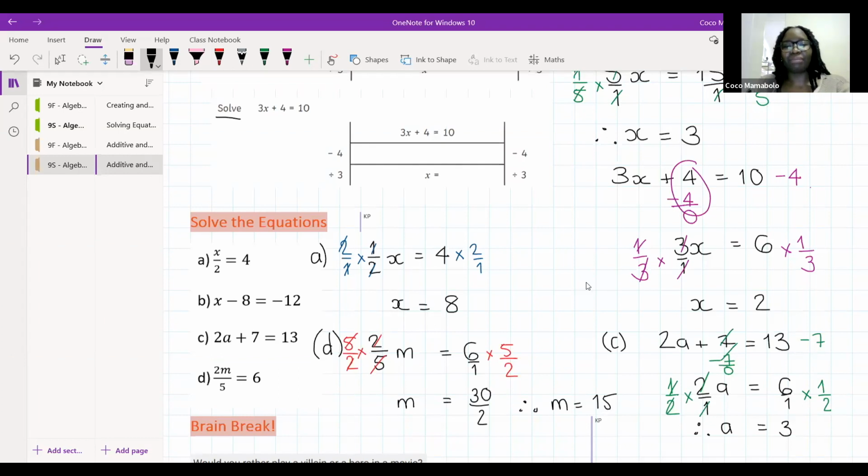Very well done. You did that so beautifully. Thank you. Loving that you remembered the multiplicative inverse. Okay, well done, my sweetie.